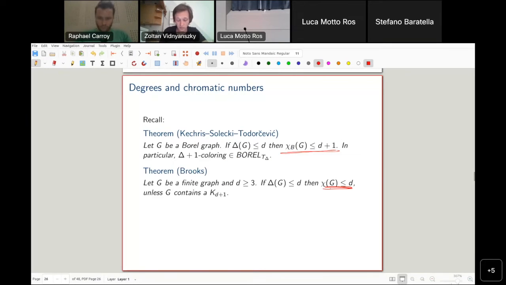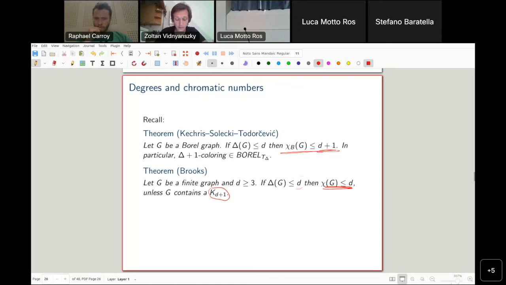So what is this trivial obstacle? Well, K_{Δ+1}. The complete graph on Δ+1 many vertices has degrees Δ, but chromatic number Δ+1. Of course, if your graph contains that graph, then you can't do better than Δ+1. But Brooks' theorem says that otherwise, the bound is Δ.